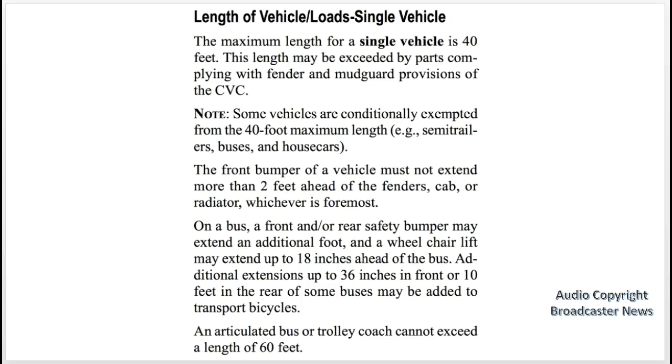The front bumper of a vehicle must not extend more than 2 feet ahead of the fenders, cab, or radiator, whichever is foremost. On a bus, a front and/or rear safety bumper may extend an additional foot, and a wheelchair lift may extend up to 18 inches ahead of the bus. Additional extensions up to 36 inches in front or 10 feet in the rear of some buses may be added to transport bicycles. An articulated bus or trolley coach cannot exceed a length of 60 feet.